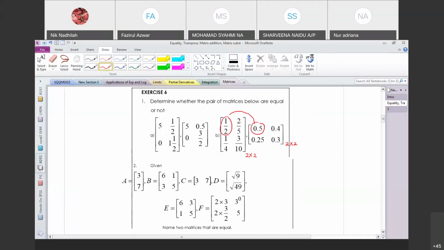2 over 5 is actually 0.4, so they are the same. And then 1 over 4 is the same as 0.25, and the last element 3 over 10 is the same as 0.3. So basically they are the same thing. Let's say we name this A and B. You can conclude that A is equal to B.